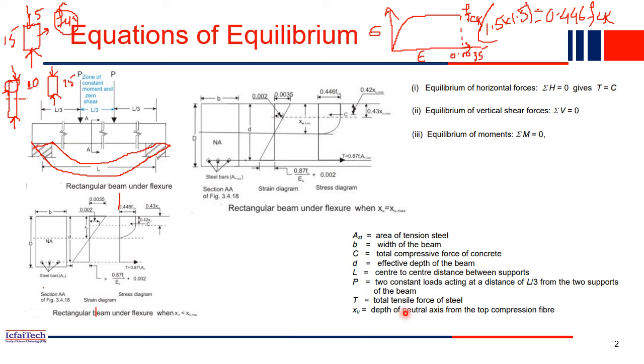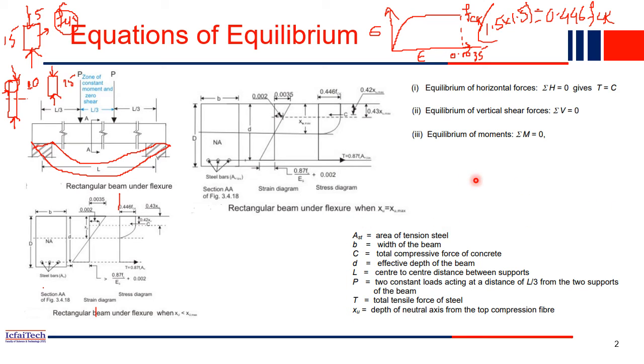And XU is the depth of the neutral axis from the top compression fiber. Neutral axis you understood, right? Where the stress and strain both are zero, that axis we call the neutral axis. So the depth of the neutral axis from the top fiber, from here to here, we call XU. In the next classes onward, we will extensively use this type of nomenclature, so you have to understand which one I am referring to by this nomenclature.